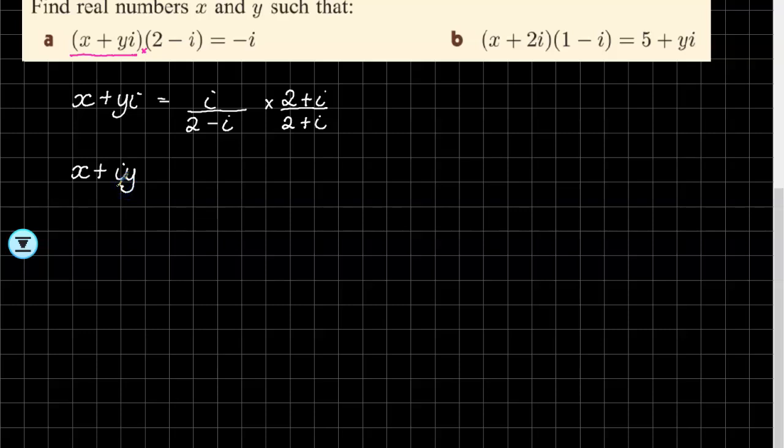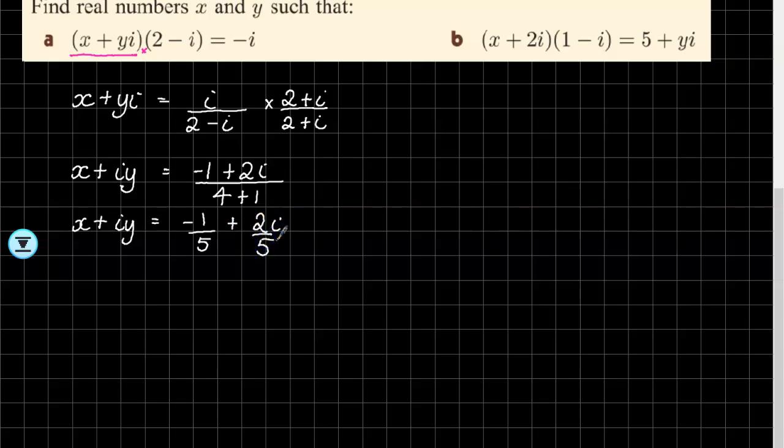I don't know why they've run YI. I like an IY. Once again, difference of two squares. So we don't have to do the whole, it's just 4 plus 1. And then we've got I times I squared is minus 1. I times 2 is 2I. So we've now got x plus IY equals minus 1 over 5 plus 2I over 5.